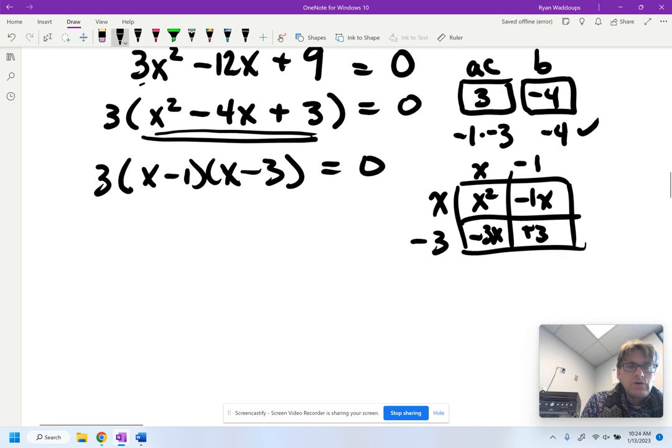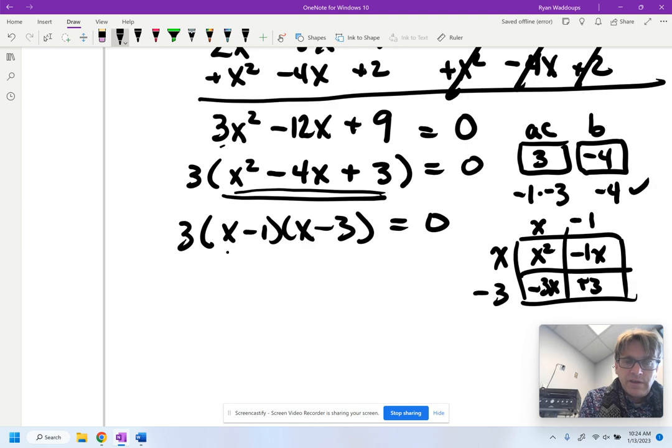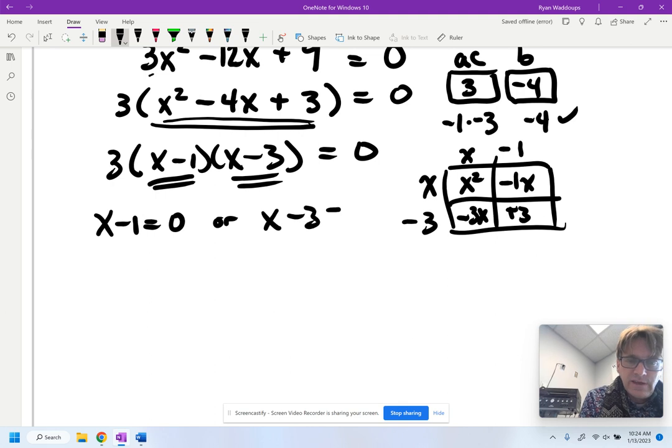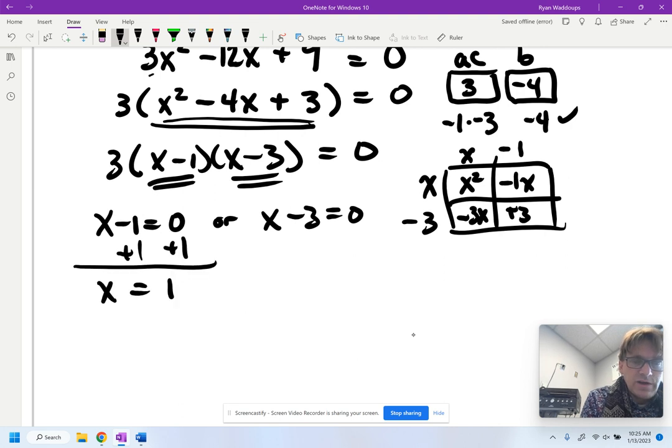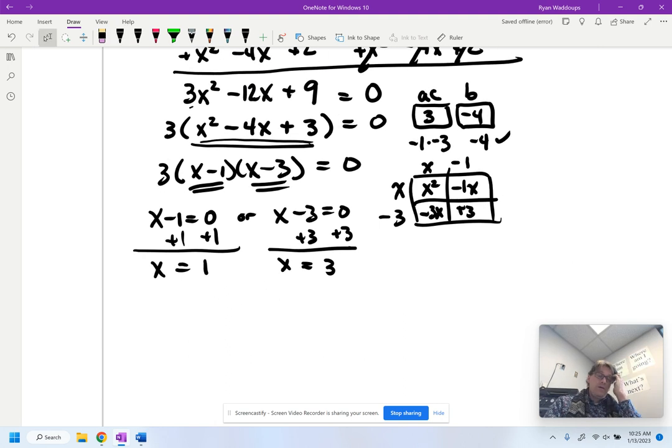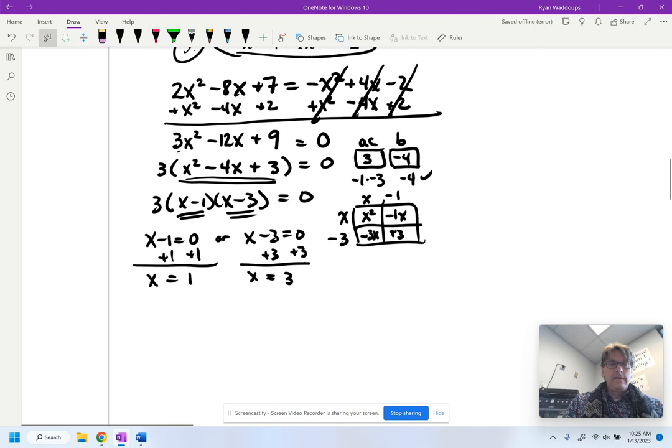to 0. So of these 3 factors, only 2 of them can be equal to 0 because they have a variable. 3 does not have a variable, so we'll just ignore that, and we say x minus 1 equals 0, or x minus 3 equals 0. And adding 1 to both sides here makes x equal to 1, and adding 3 to both sides here makes x equal to 3. Now, we are halfway there.